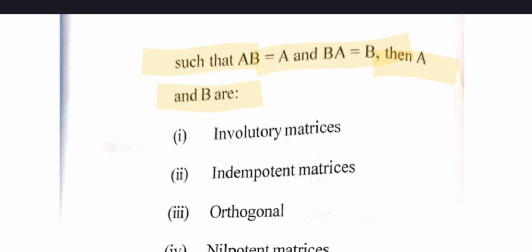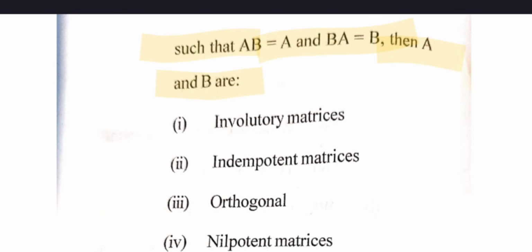And the next question is here: if A and B are matrices of the same order, such that AB equals A and BA equals B, then A and B are: involutory matrix, idempotent matrix, orthogonal matrix, nilpotent matrix.